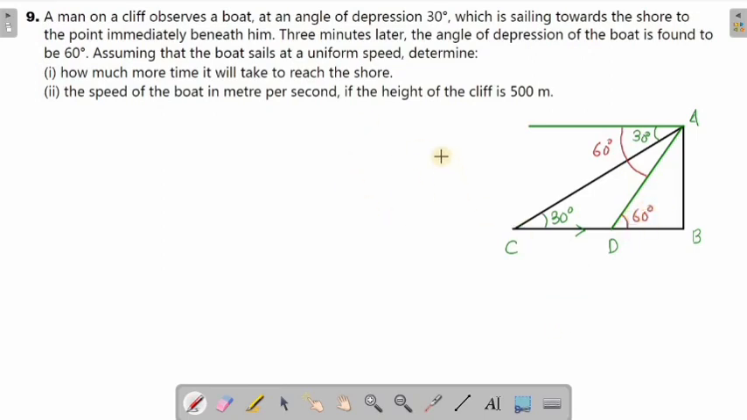So the question is saying, assuming that the boat sails at a uniform speed, determine how much more time it will take to reach the shore. From D to B, if you want to reach B from D, how much time is required. And number 2, the speed of the boat in meters per second if the height of the cliff is 500 meters. So basically it is given that AB is 500 meters. So this is the required diagram.